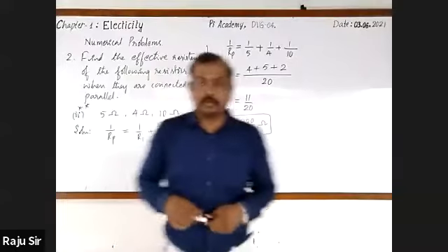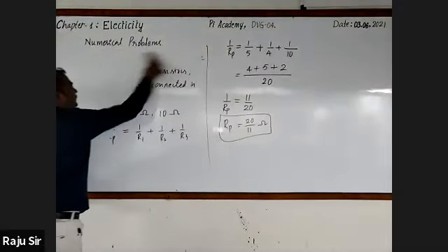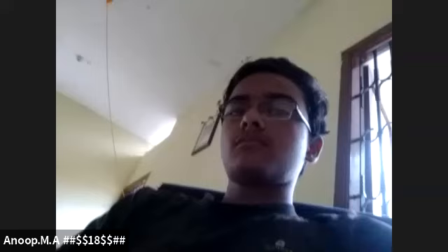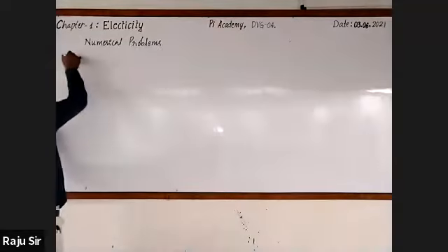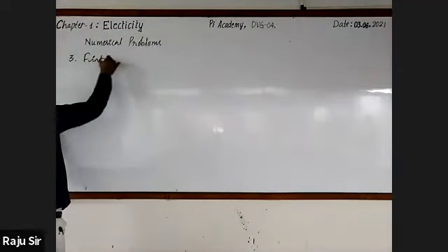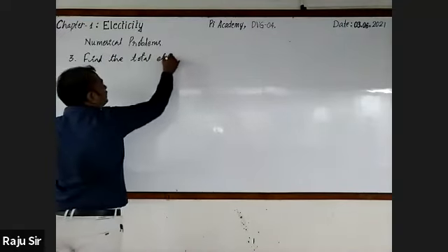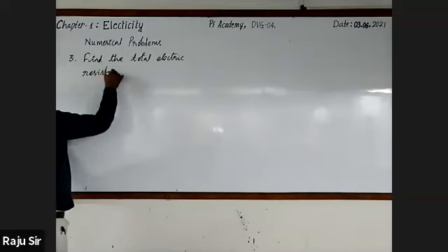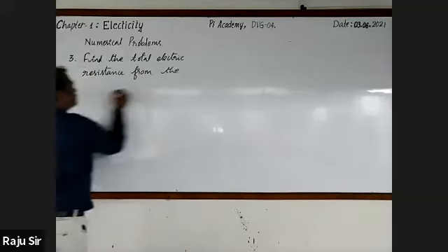Next, we are moving to the third numerical problem. Find the total electric resistance from the following circuits.